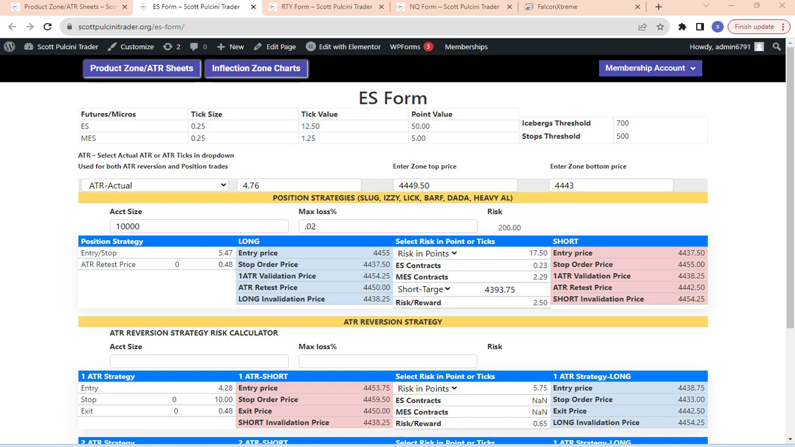So once again, my entry price is 44.55. If I get in, I stop out at 37.50. To validate that as a bullish setup, I need to see 54.25.